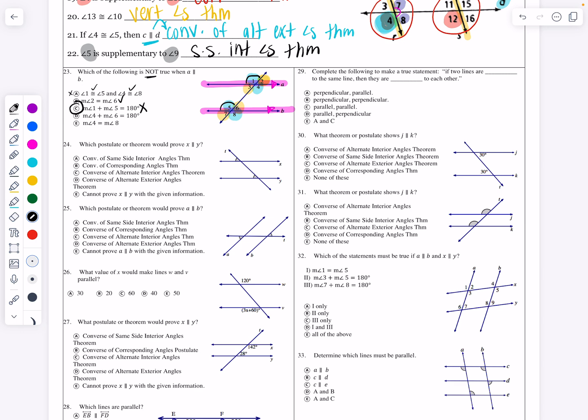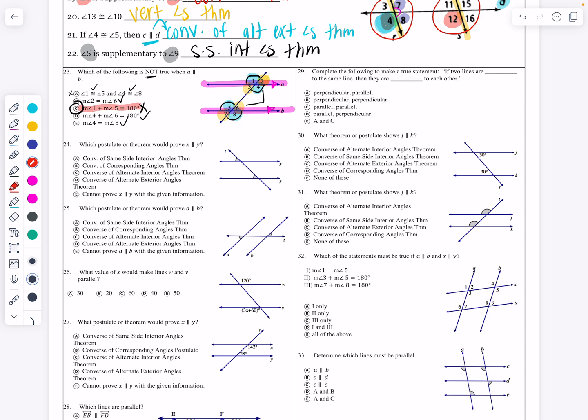Do 4 and 6 add up to 180? Yes. Those are same side interior, so that one's true. And then is the measure of angle 4 equal to the measure of angle 8? Yes, because those are both blue, both obtuse, so that one's true. So which one is false? Which one is not true is another way to say that. That would be C. And so you would select this one right here.